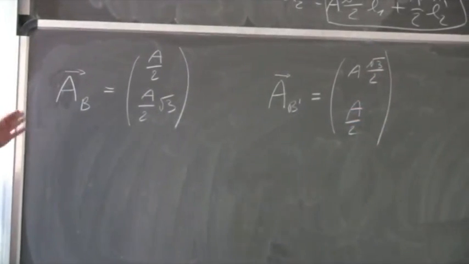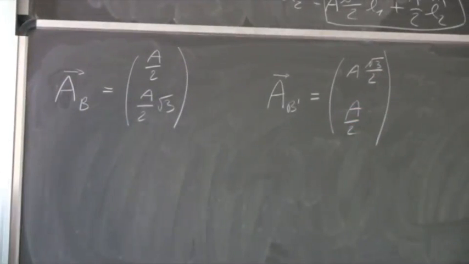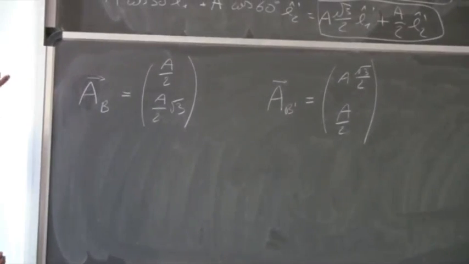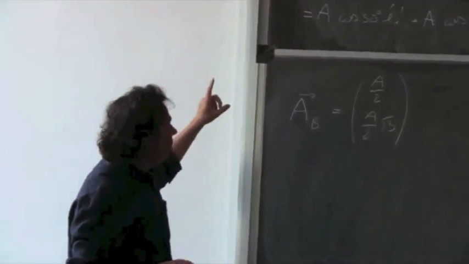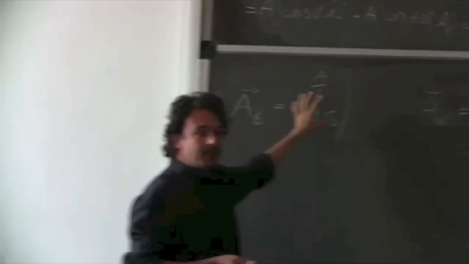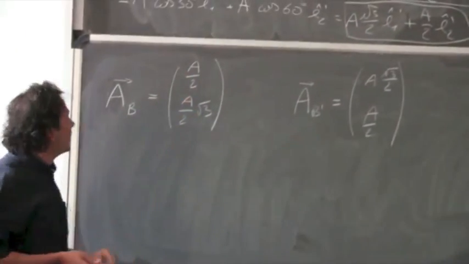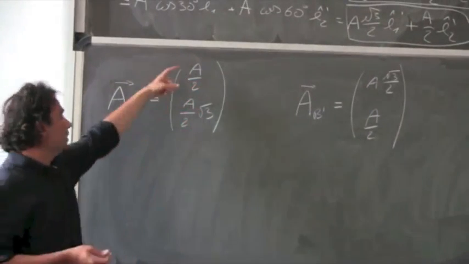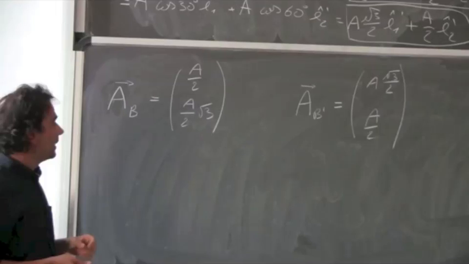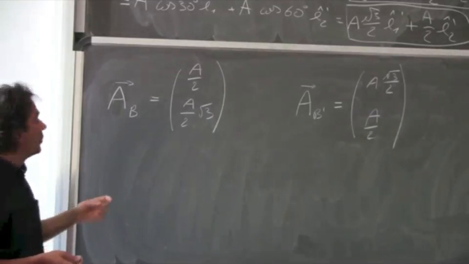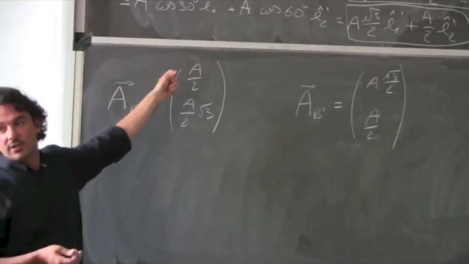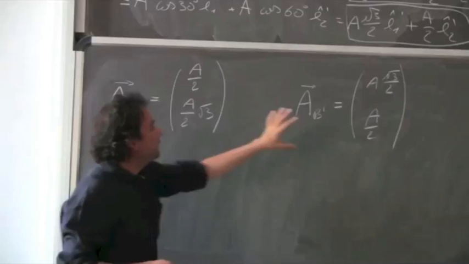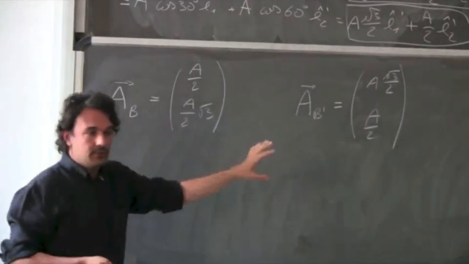So from this reasoning, you can easily see that a vector is not a column, is not represented by a column of numbers in n dimensions. In two dimensions it is not represented by two numbers, because this is not enough. You have to fix the basis and then you say the two numbers. So the same vector has different representations in different bases.